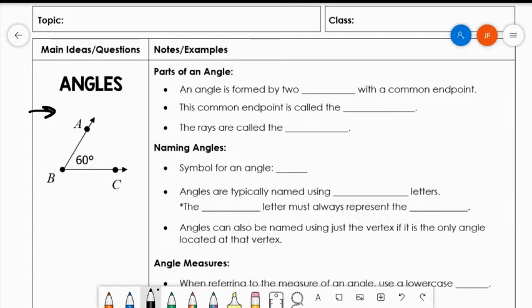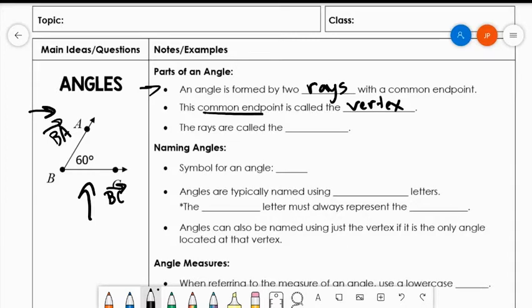So when I'm talking about an angle, that's this guy right here, and I'm going to start here. An angle is formed by two, this is hopefully a word that you should know, rays with a common endpoint. So for example, here my two rays are BA and BC. And something you'll notice about that is they have a common endpoint, in this case, B. What we're going to call that is the vertex. And those rays are just called the sides of the angle, so nothing too fancy there.